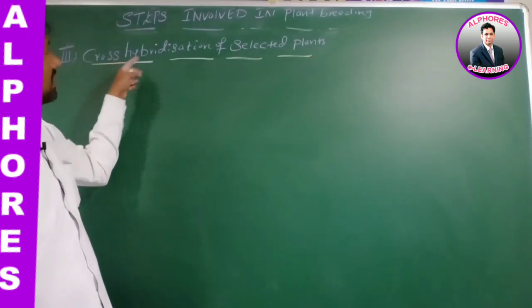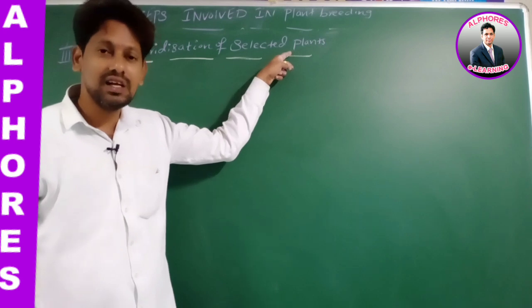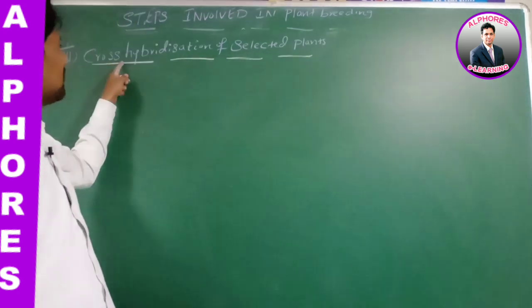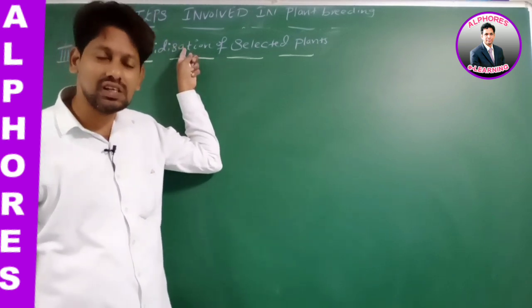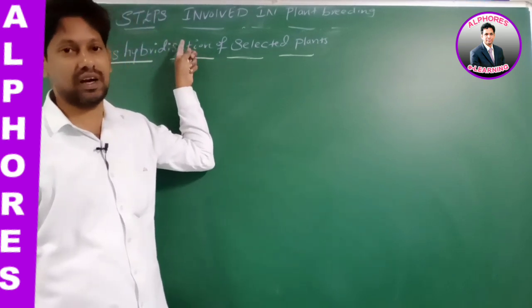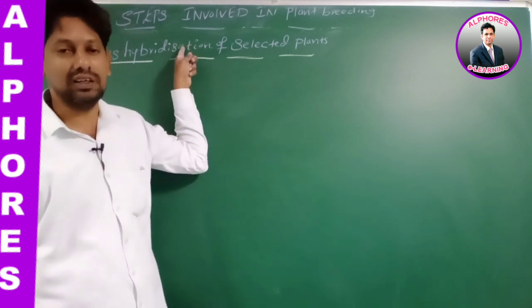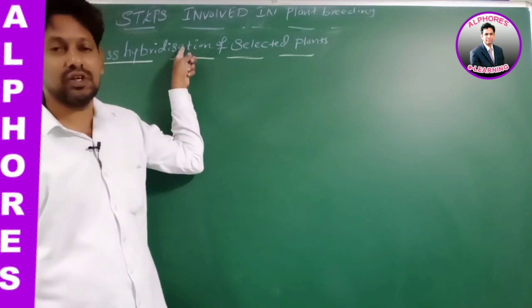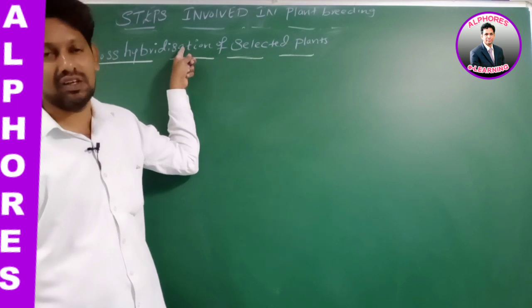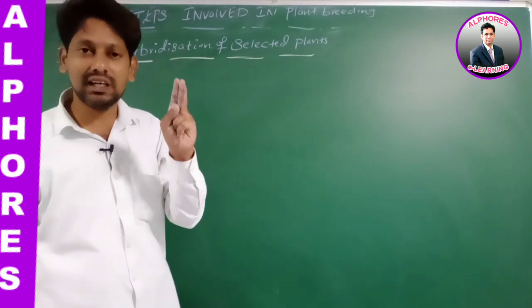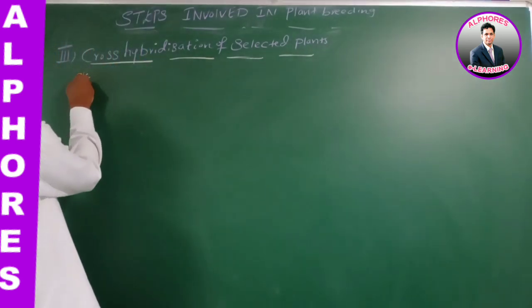Third step, cross hybridization of selected plants. Sir, what is the meaning of hybridization? In first year we read about this: crossing two genetically different parent plants to produce a new plant. Therefore, producing a new plant by crossing two genetically different parent plants is called hybridization, right?